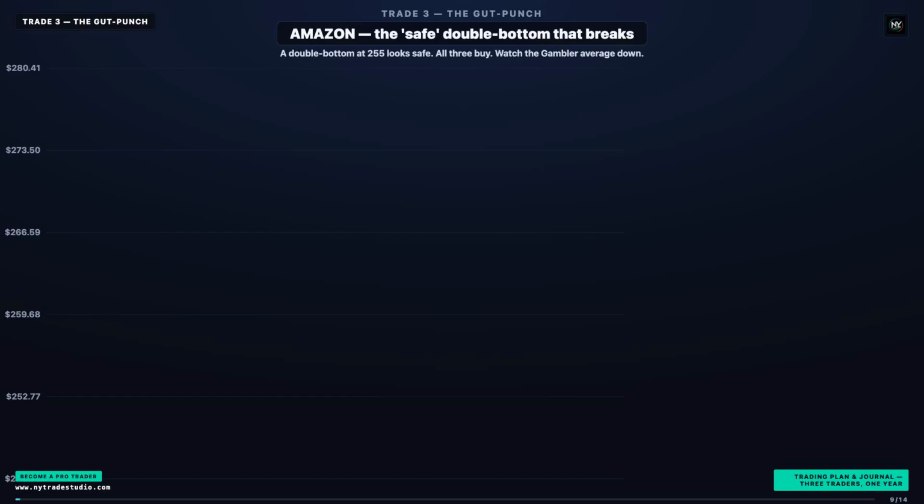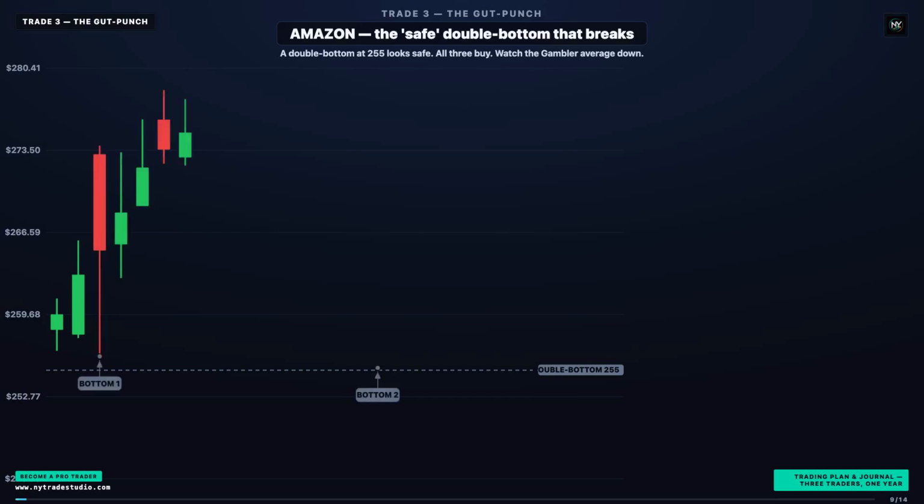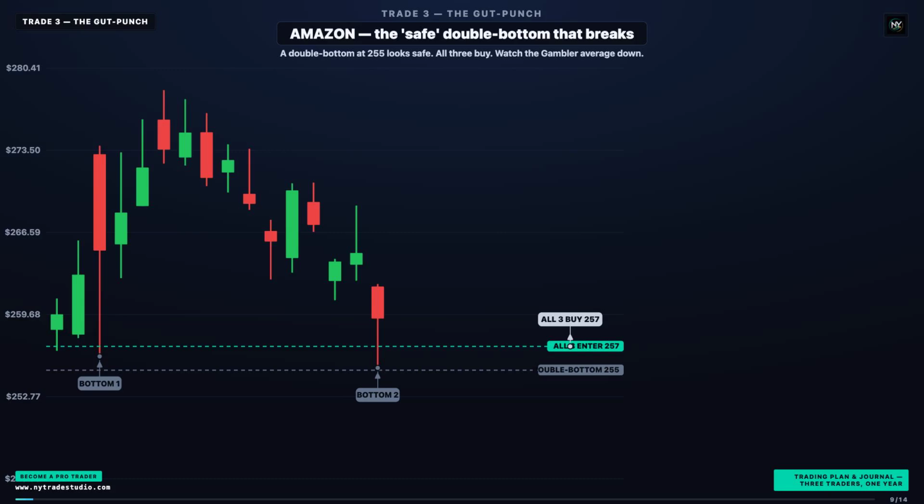Here is the real Amazon chart. Price has formed a textbook double bottom, a floor at 255 that held twice here and here. It looks rock solid, it looks safe. So, this time, all 3 traders buy it, all 3 enter together at 257. And then, without warning, the floor cracks and price breaks down hard.